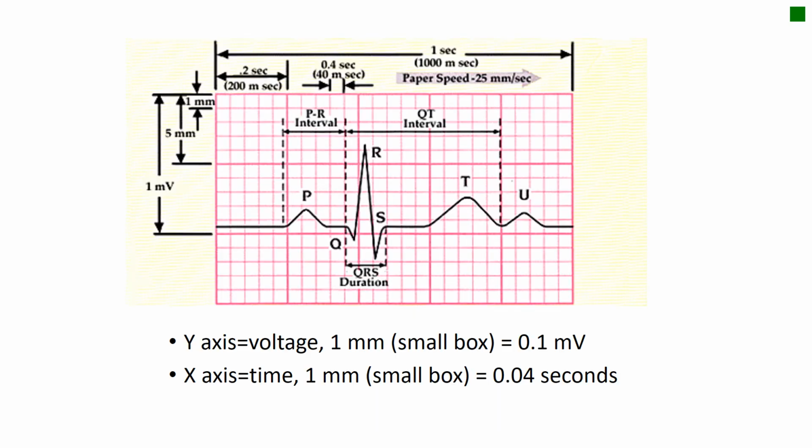So often when you see an ECG trace, it's written on a graph, and on the x-axis, 1 millimeter, which is one small box, relates to 0.04 seconds, because it's a graph with time on the x-axis and voltage on the y-axis, and one small square on the y-axis relates to 0.1 millivolts.